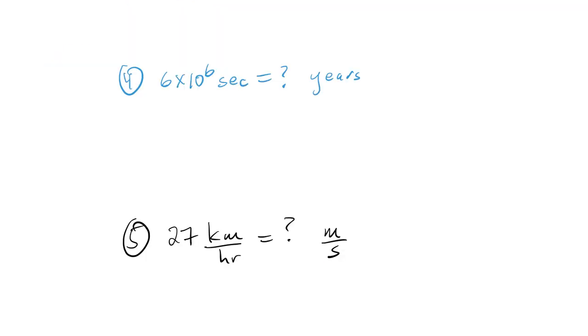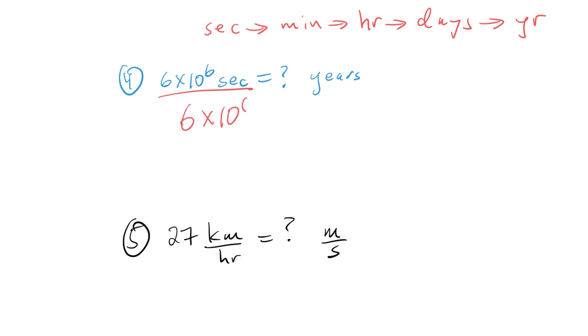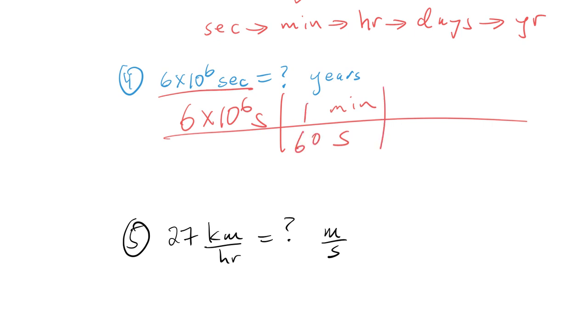This one, we already did something like this. So here's your known term. Can I go seconds to years directly? No. I'm going to have to go seconds to minutes to hours to days to years. So 6 times 10 to the 6 seconds. Bring down seconds. Bring it to minutes. There's 60 seconds in 1 minute. Seconds cancel out. Bring down minutes.